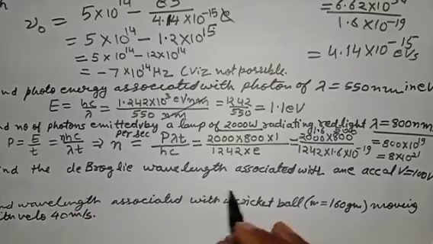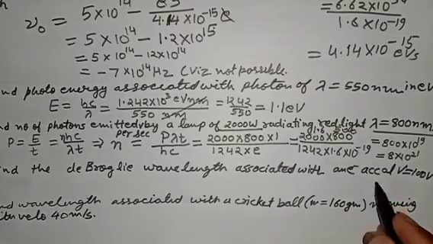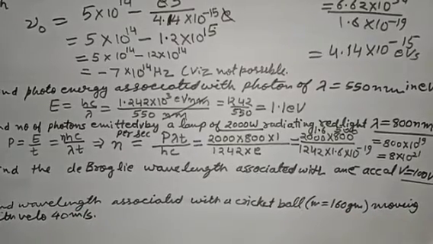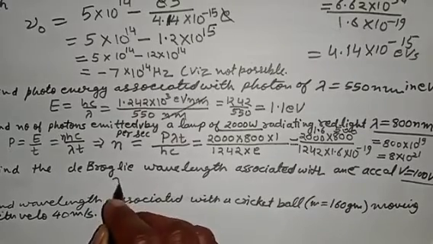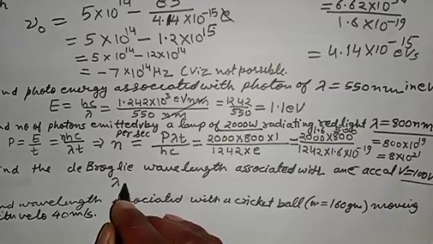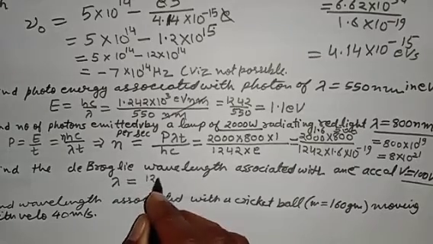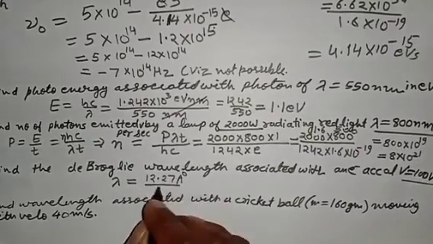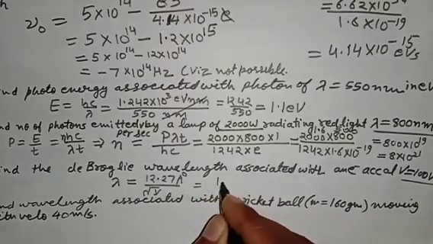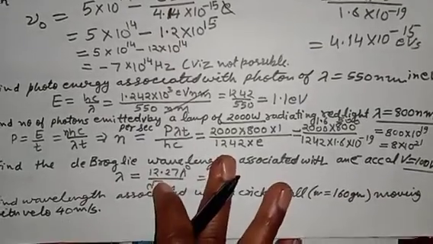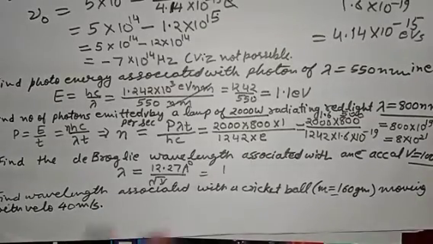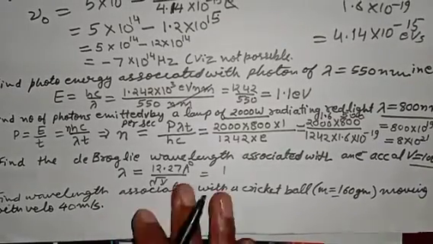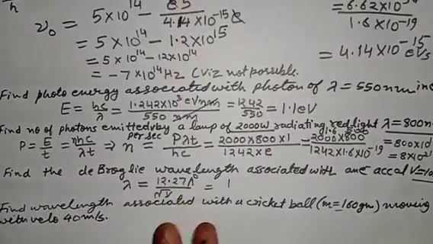Find the de Broglie wavelength associated with an electron accelerated at 100 volt. It's a direct question. We know that the wavelength associated with an electron is 12.27 angstrom by root of V. So I'm not solving it. Find the wavelength associated with a cricket ball of mass 160 gram moving with velocity 40 meter per second. It is the fastest delivered ball ever.